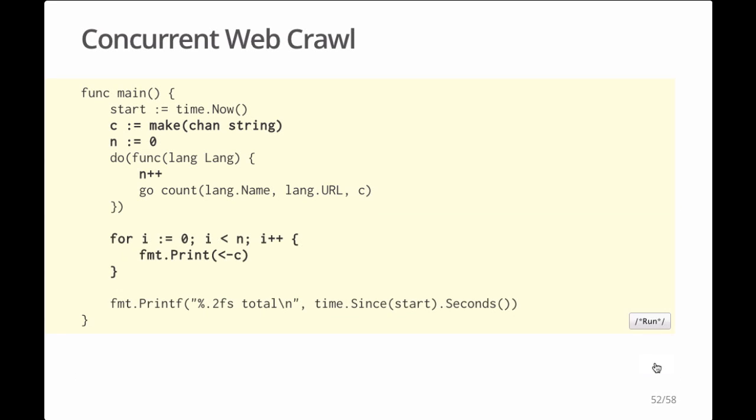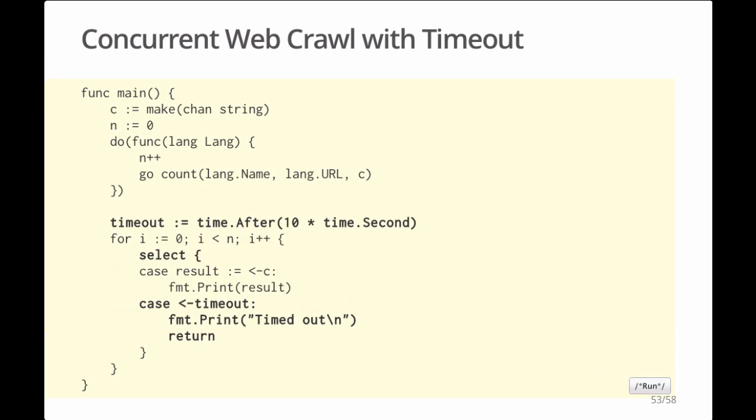We just want to give up at that point. So we can do that by using the time.After function. It takes as an argument a duration, here 10 seconds, and it returns a new channel. And it also promises that after the given duration has elapsed, it will send the current time to that channel.